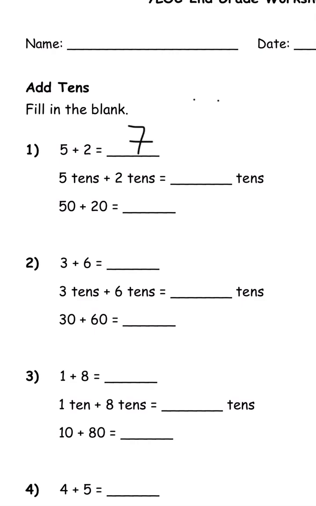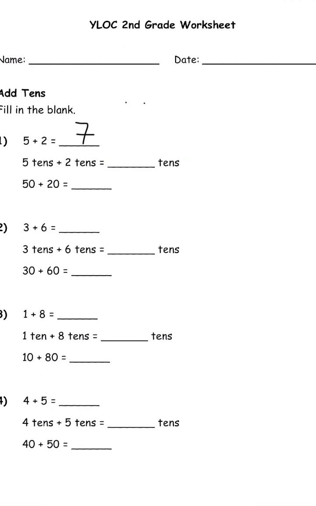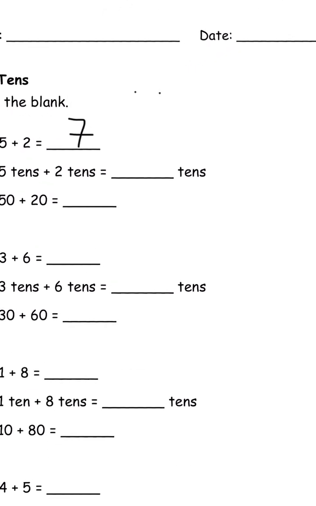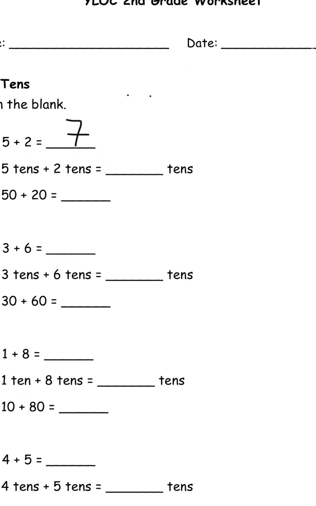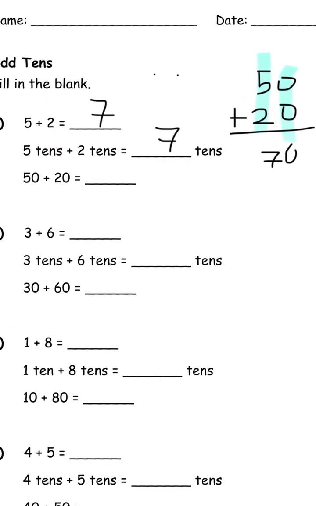And then now we have 5 tens plus 2 tens. So it's going to be 50. 5 tens is 50, right? And 2 tens is 20. So if we add 0 plus 0, we always start with the ones place, so that's 0. And 5 plus 2 is 7. So what we get is 70, right? So that 70 is the same thing as 7 tens.